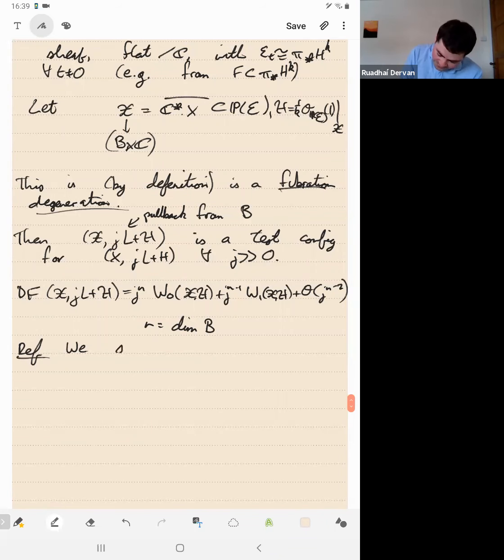Now our notion of semi-stability is the following. We say that π: (X, H) → (B, L) is a semi-stable fibration.